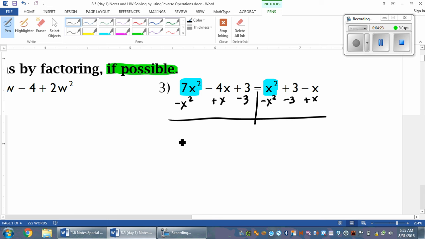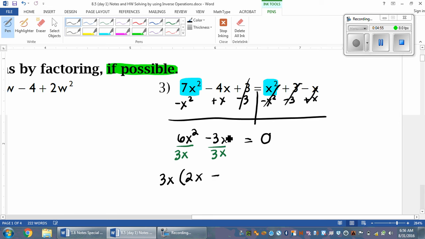7x squared minus x squared is 6x squared. Negative 4x plus x, negative 3x. 3 minus 3, that's nothing, drops down the equal sign. Everything cancels on the right, so 0 drops down. From here, always check for GCF, and you should recognize that both those are divisible by a 3x. We're going to pull the 3x out in front and now divide. 6 divided by 3 is 2, x squared divided by x is x, minus 3 divided by 3 is 1, and the x's, there's a tie.